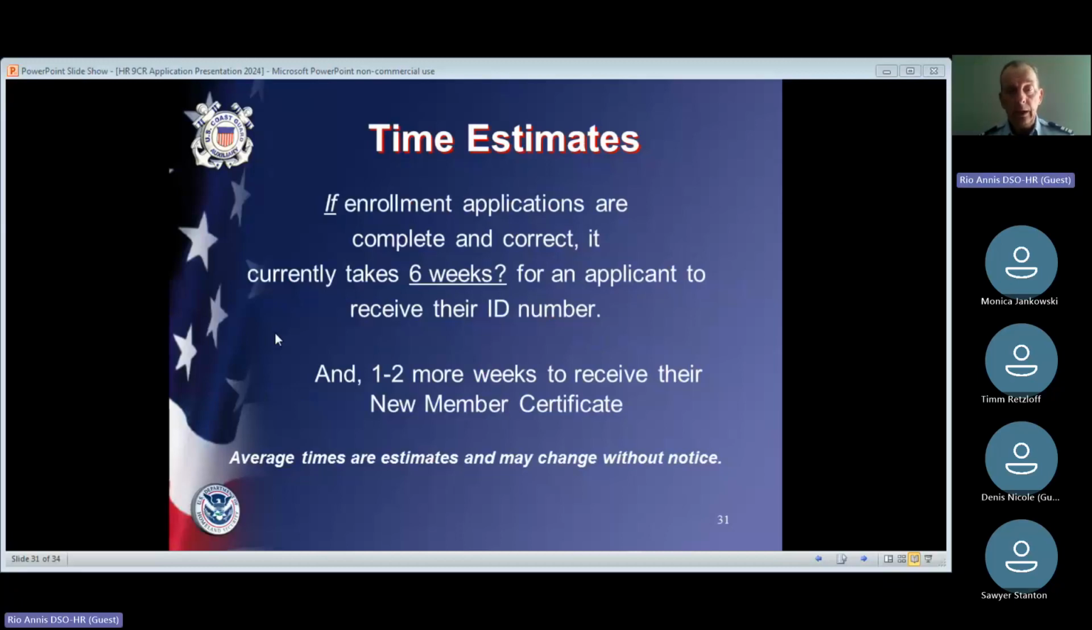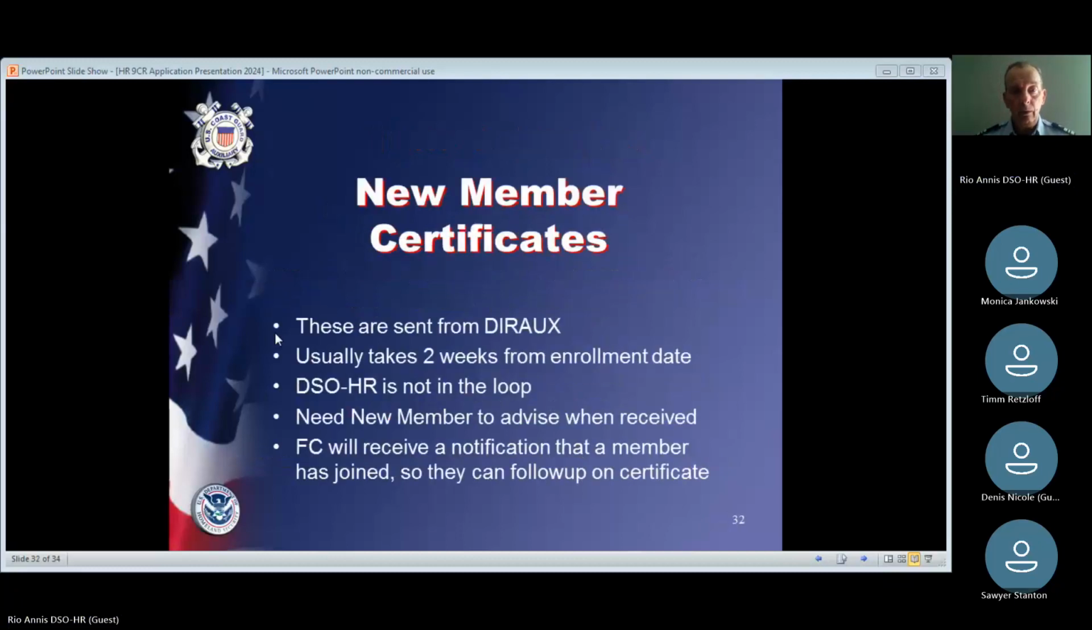I'm also now receiving emails when the new member gets their ID number. Ralph is copying me on an email that he is sending to these new members, so I also see a copy of their new member certificate. So I know that is getting mailed to them now. The certificates are sent from Dyrox. It might take 2 weeks given mailing time. I'm not in the loop, so I don't really know if they actually receive them or not.